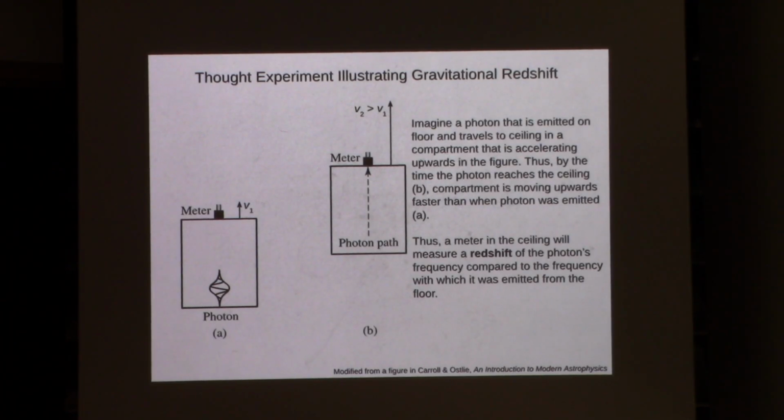Yes? So if the wavelength is increasing, because that's tied to the energy of the photon, would that mean you would also read a lower energy? I would read a lower energy of the photon. That's absolutely right. Yes. Photons climbing in a gravitational field lose energy.